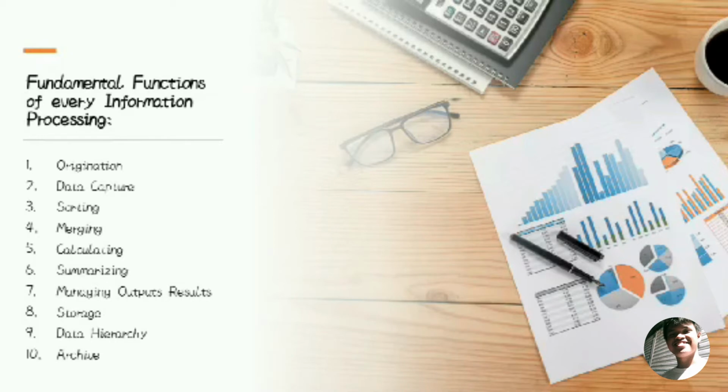Number one, we have organization. Two is data capture. Third, sorting. Fourth, merging. Fifth, calculating. Six, summarizing. Seven, managing output results. Eight, storage. Nine, data hierarchy. And the last one is archive.